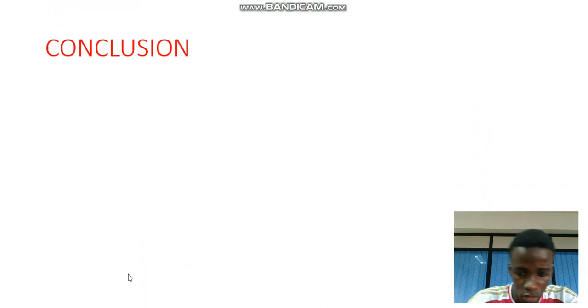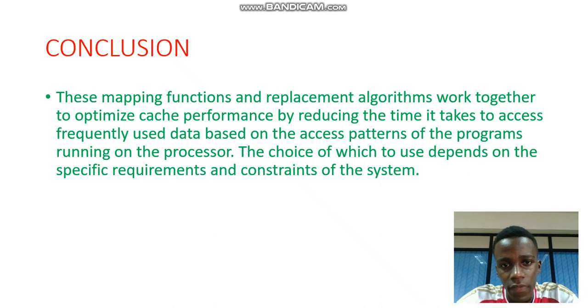So in conclusion, I would say these mapping functions and replacement algorithms work together to optimize cache performance by reducing the time it takes to access frequently used data, based on access patterns of programs running on the processor. The choice of which to use depends on the specific requirements and constraints of the system.